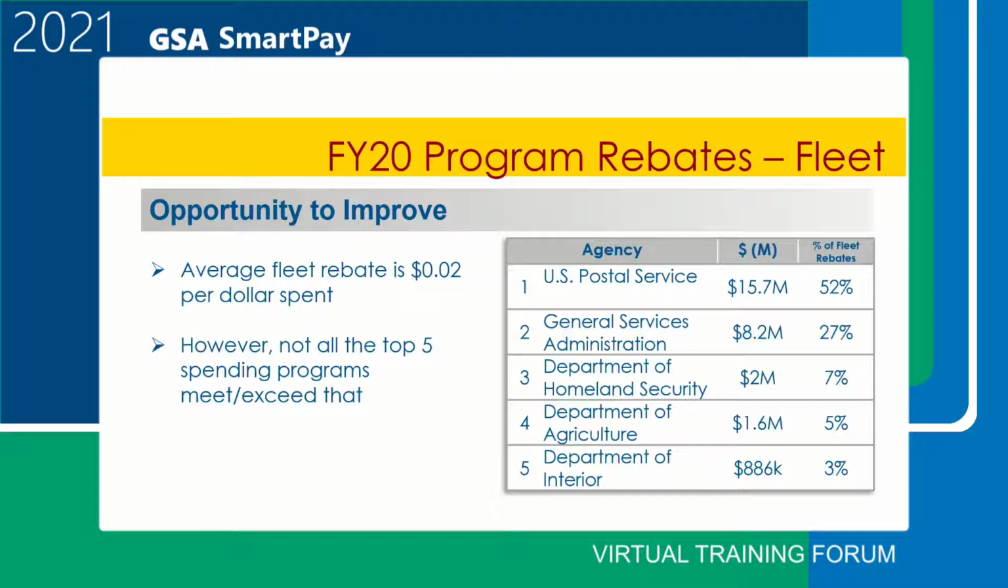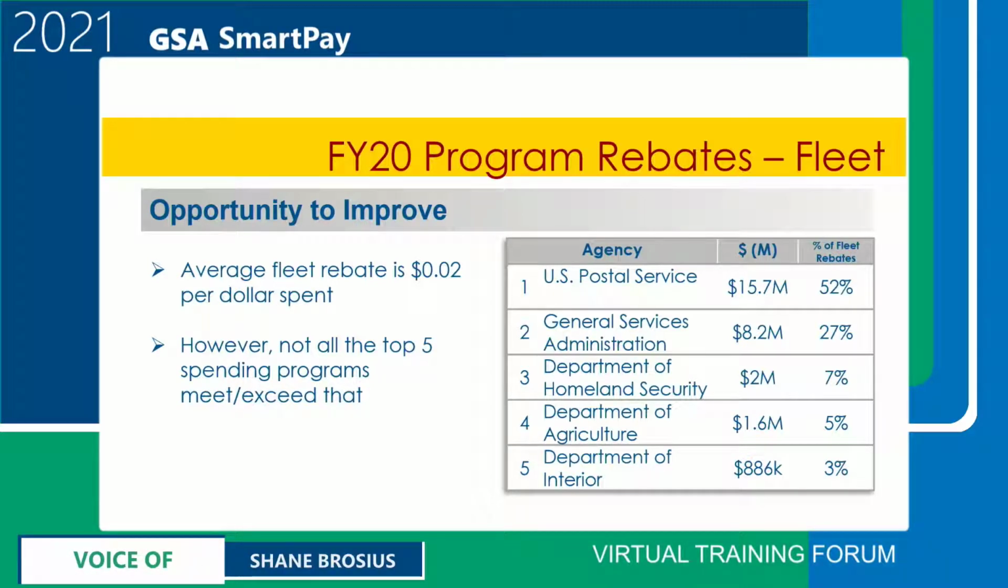So you could go in and calculate how much spend versus your rebate and get your average rebate per dollar spent. Most of the time, in these top five, most of them are hitting that 2 cents per dollar. However, I think there's one or two that might not be. So depending on your agency, you might go and look at that. It might help you gauge whether your rebate structure was set up correctly, or if there's maybe a little bit more that you could do on the next task order.